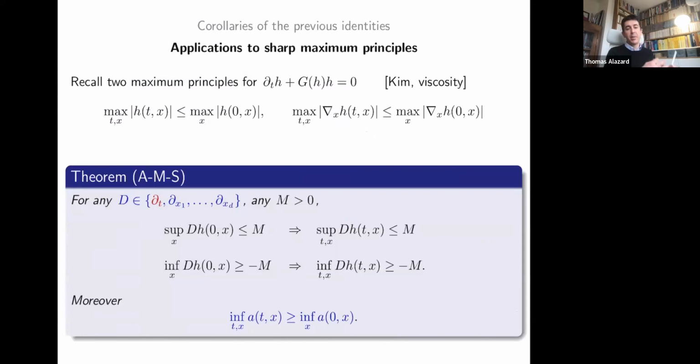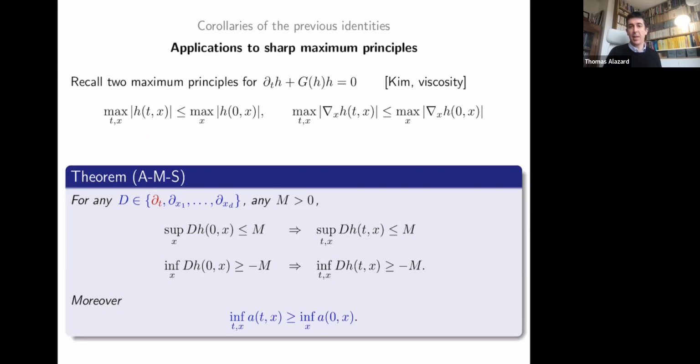I want to apply the previous techniques to study inequalities. I begin by discussing some classical inequalities related to the maximum principle that have been first studied by Kim for the elliptic equation. It's well known since the work of Kim that there are maximum principles for the function h and for its gradient.